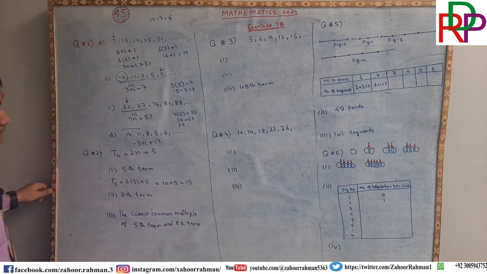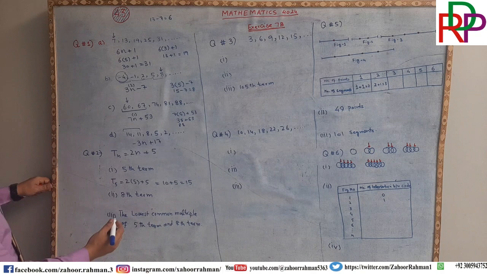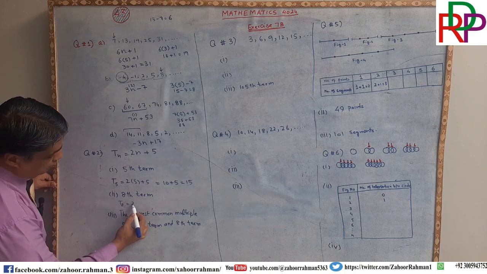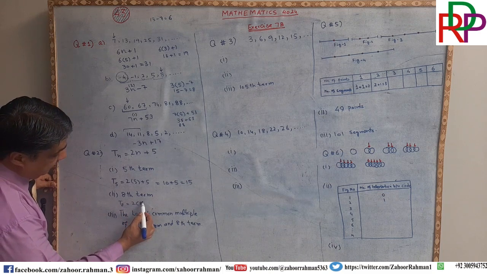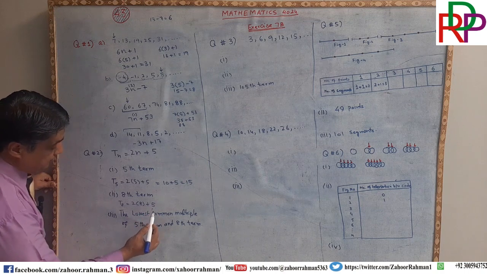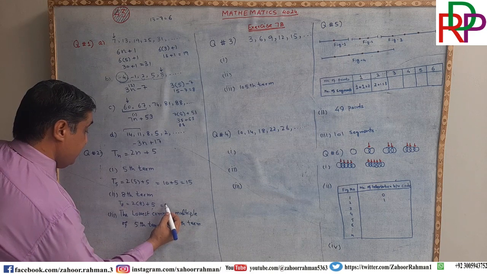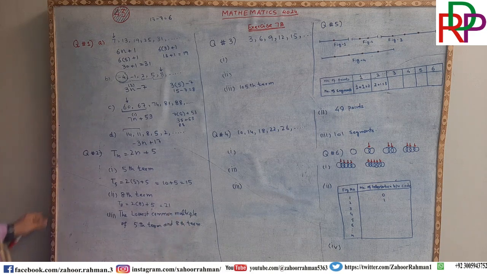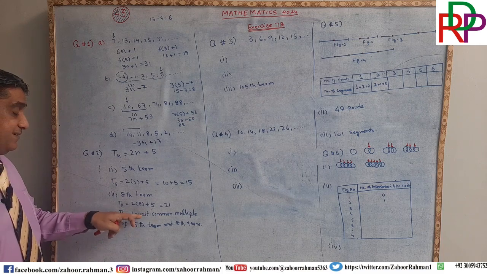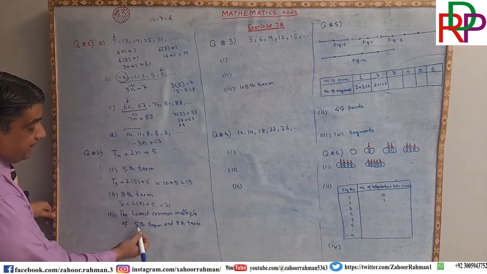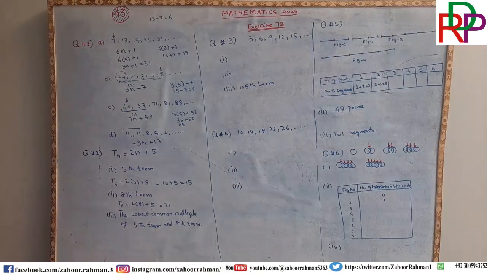which is equal to 15. Now similarly we can find the eighth term. So it means T8 is equal to 2 into 8 plus 5. 2 8s are 16. 16 plus 5 is equal to 21. Now they are saying that the lowest common multiple, LCM, of the fifth term and eighth term.